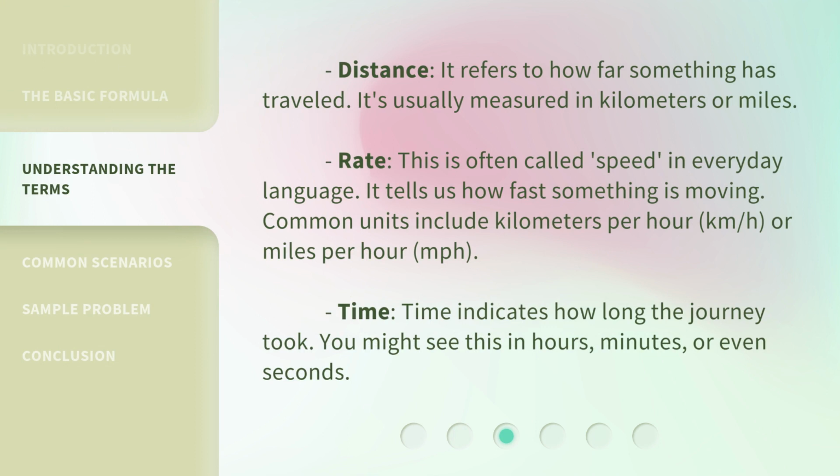Distance. It refers to how far something has traveled. It's usually measured in kilometers or miles. Rate. This is often called speed in everyday language. It tells us how fast something is moving. Common units include kilometers per hour, km/h, or miles per hour, mph. Time. Time indicates how long the journey took. You might see this in hours, minutes, or even seconds.